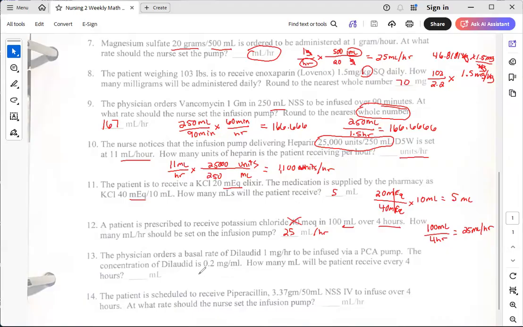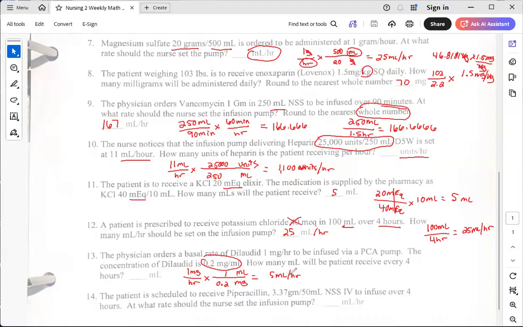So again, I'm going to start off with my current rate, which is the 1 milligram per hour. And I'm going to get rid of the milligrams and convert it to milliliters. And then I'm going to use that by using my available. So I'm going to put my 0.2 milligrams down here, 1 milliliter here. And then when I do that, I think it's 5 again as well, but 1 divided by 0.2 is 5. Yeah. So I get 5 milliliters per hour.